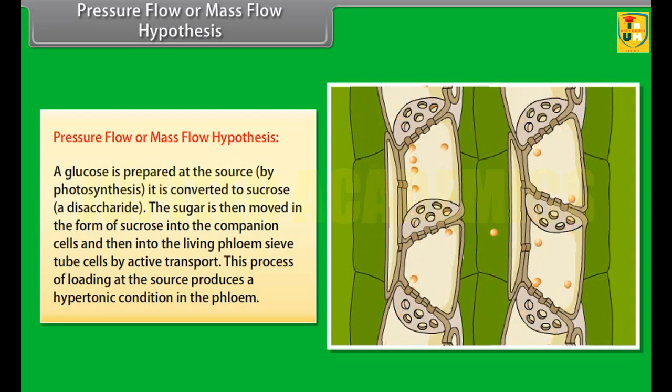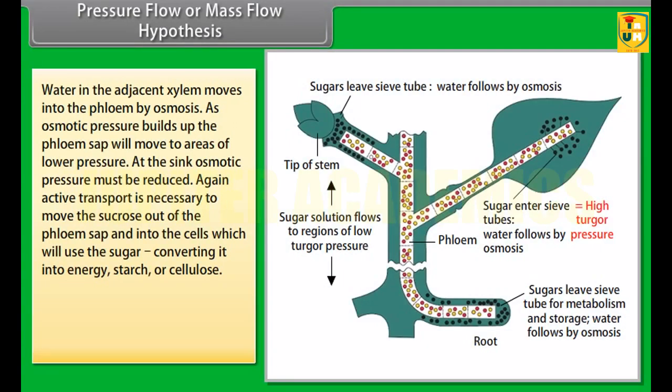This process of loading at the source produces a hypertonic condition in the phloem. Water in the adjacent xylem moves into the phloem by osmosis. An osmotic pressure builds up, and the phloem sap will move to an area of lower pressure. At the sink, osmotic pressure must be reduced.